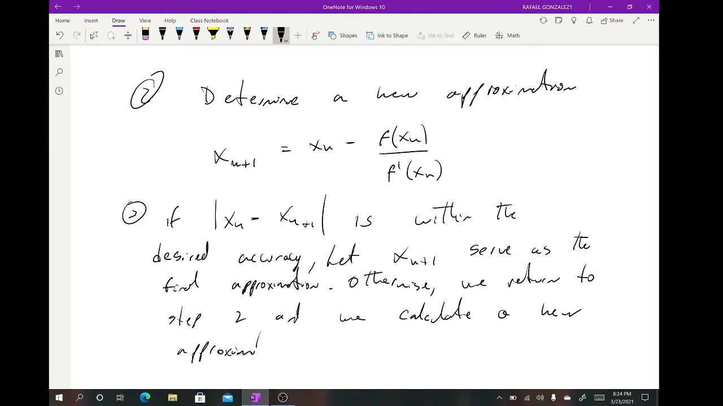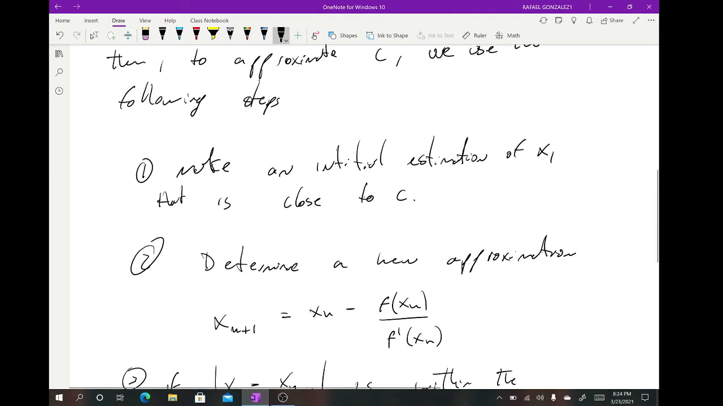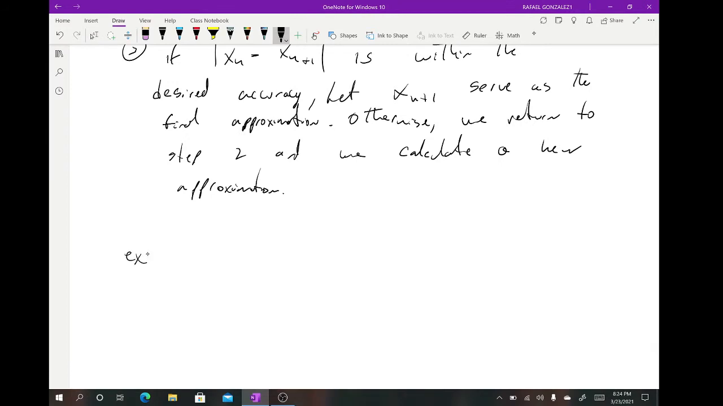What this means is basically, for example, let's say we know that f of c is equal to 0 when c is 5, right? Let's say we do the approximation and we get x_{n+1} equal to 8. Well, 8 is 3 full integers away from 5, so we may not want that because it's not close enough.